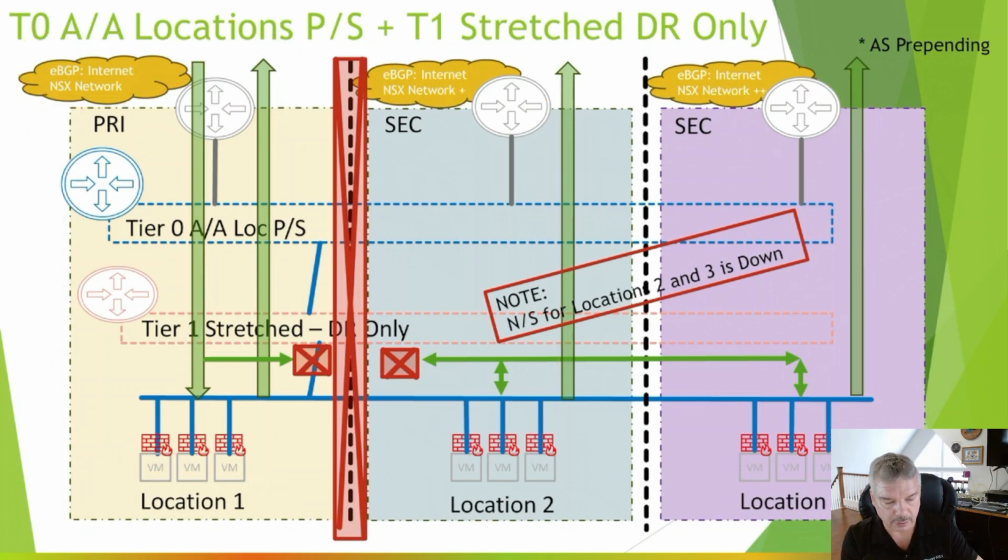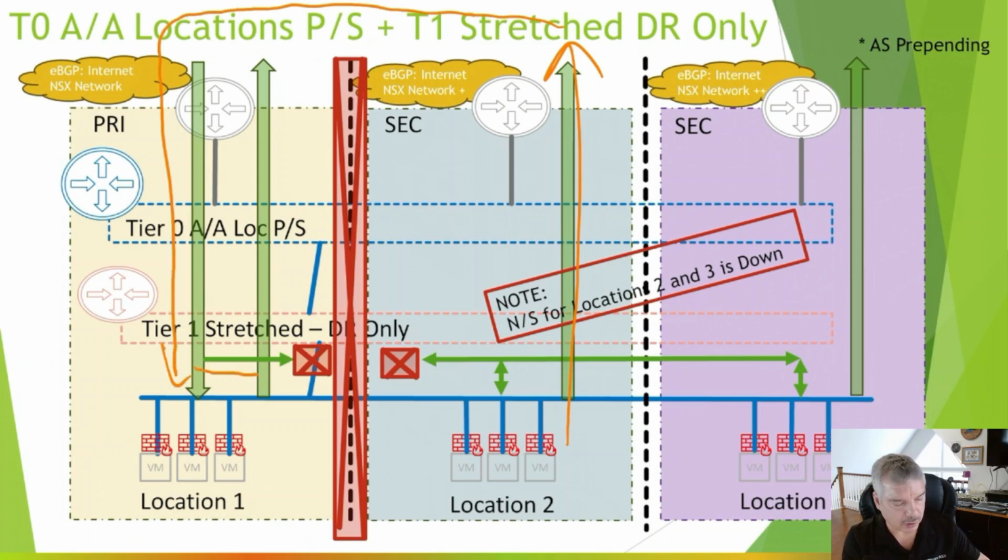Let's clear this. Let's say the traffic's coming out of here, hitting the internet, coming back this way, and then it's got to come across this way. Oops, we got a failure between the connection between these locations. So obviously, again, for north-south, location 2 and 3 is down. Okay?